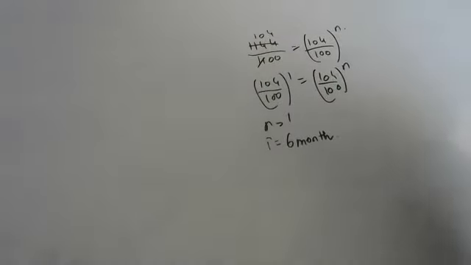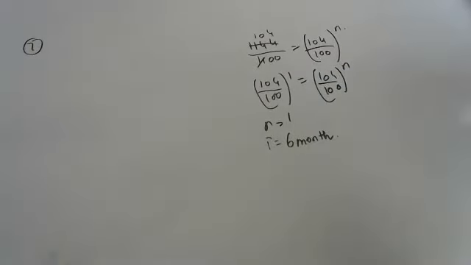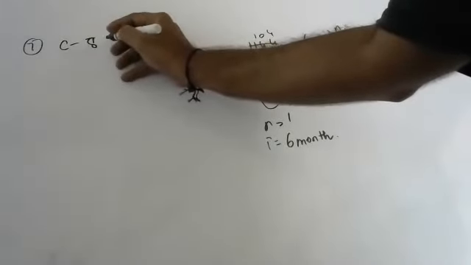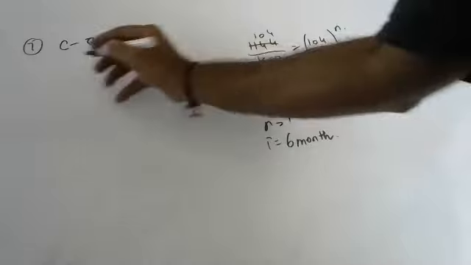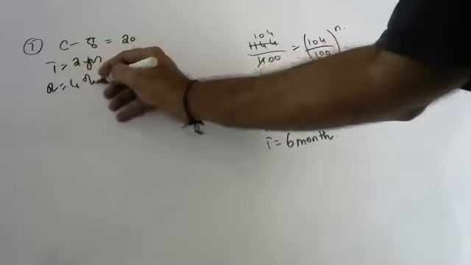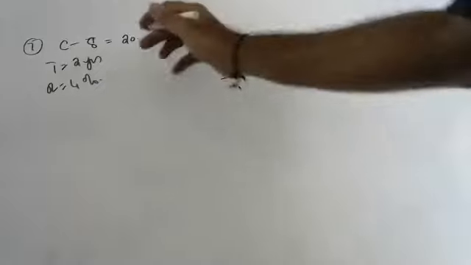Next, according to hierarchy, Anum, are you there? The difference between compound interest and simple interest is 20 rupees for 2 years at the rate of 4% per annum, children. Anum is not there. Rishikesh? Yes, sir. The difference between compound interest and simple interest is 20 for 2 years at the rate of 4% per annum.